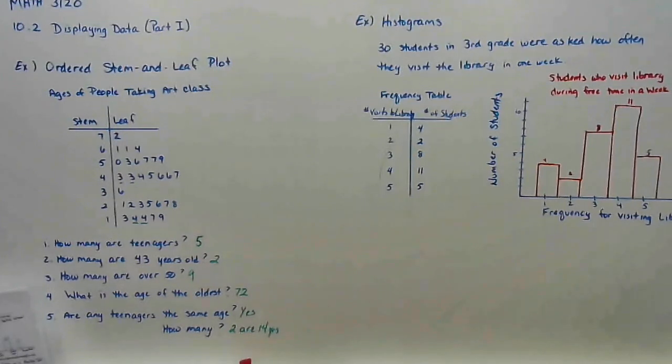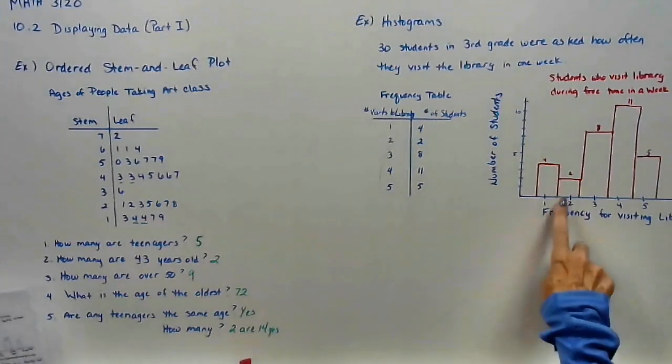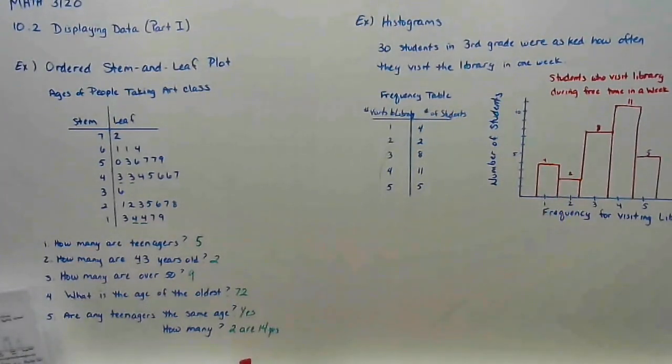And then I actually showed you a bar graph in the last section. So a bar graph is very similar to a histogram, but there's always spaces between them. So I'm going to pause the video while I set up the next 2 examples.